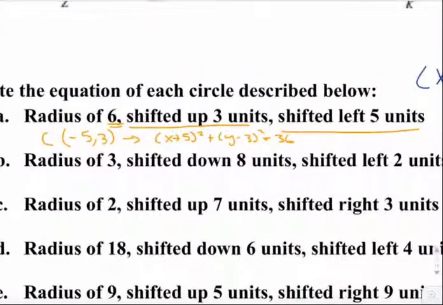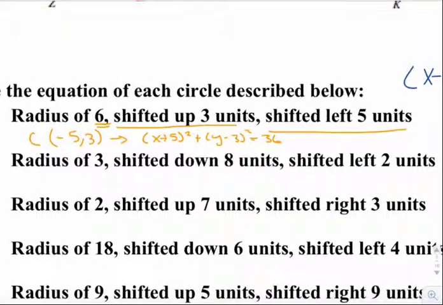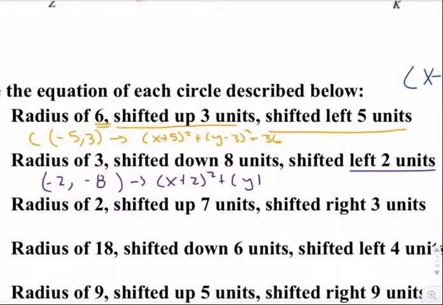Okay, so radius of 3, but here's the important part. We shift down 8 units, and so that means it's going to be -8 for the y. We shifted left 2 units. That's -2 for the x. And so my equation is going to be x plus 2 squared, y plus 8 squared is equal to, in this case now, 9.